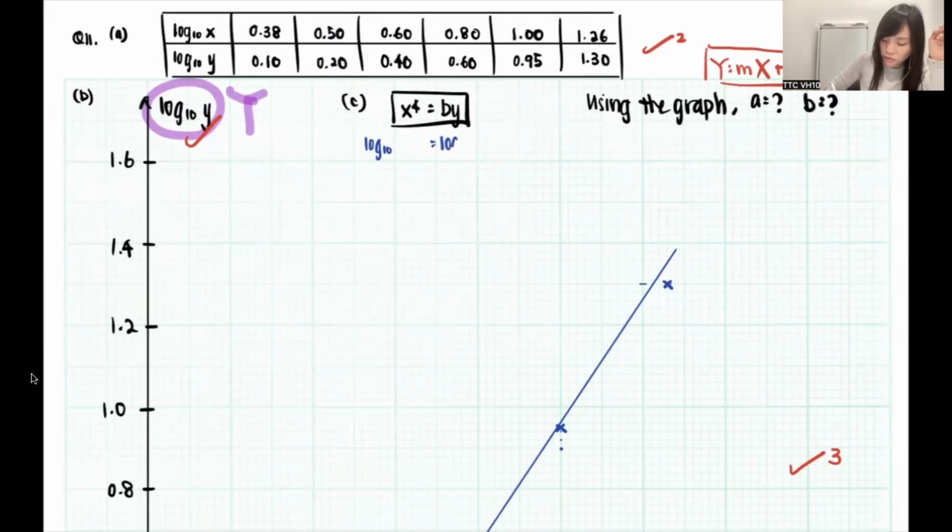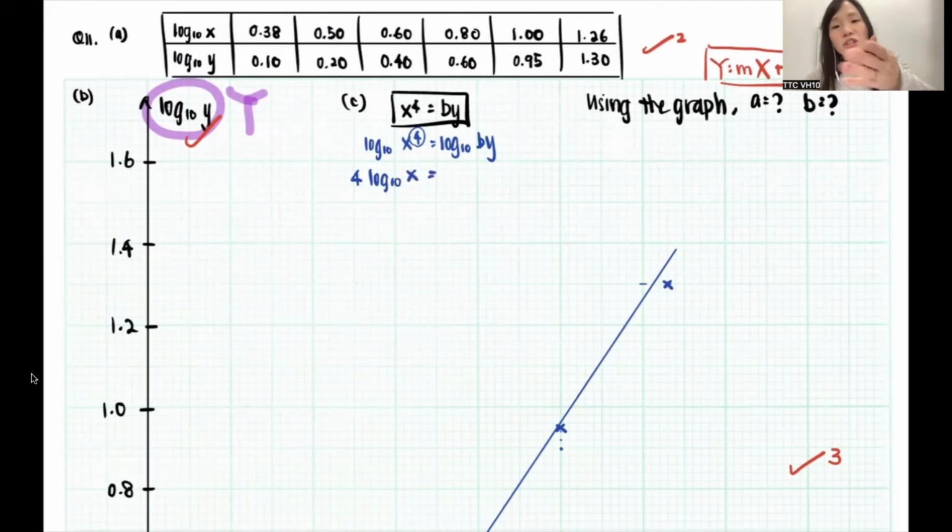But of course, add log, you need to be fair. Left side add 1, right side add 1. So this is x power 4. This is by. So I think for logarithm, all of you guys know the power can move in front. Then don't tell me, teacher, this log 10 by, can I say like that? No. Because remember, what you want?